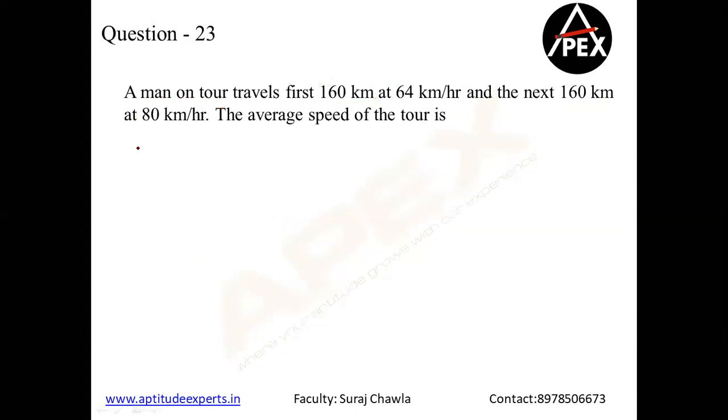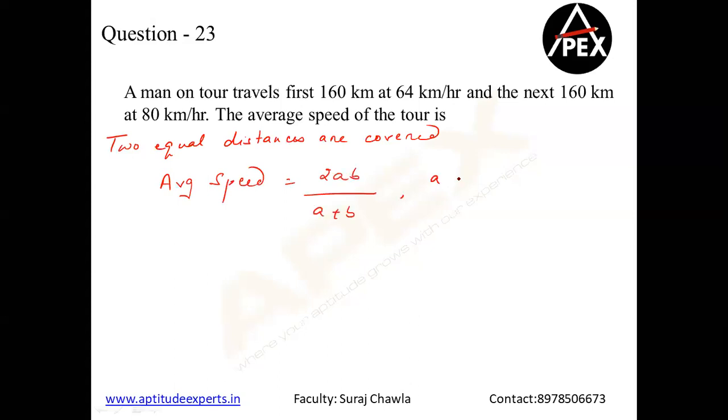So the concept here is simple. If two equal distances are covered, then you can directly replace the formula of average speed as 2AB by A plus B, where A and B are the speeds. Which means your 160 will not hold any importance here. So you can directly replace this as 2 into 64 into 80 divided by 64 plus 80.